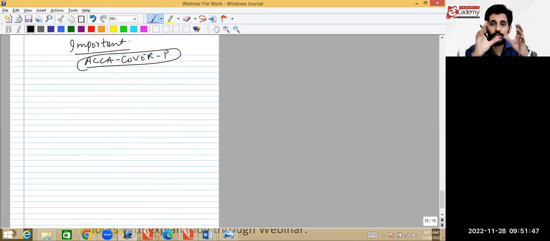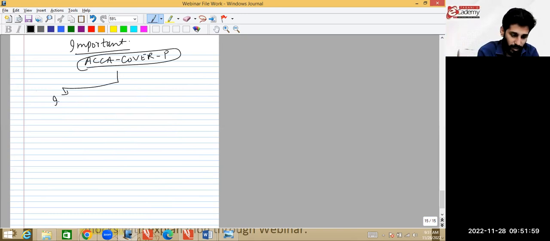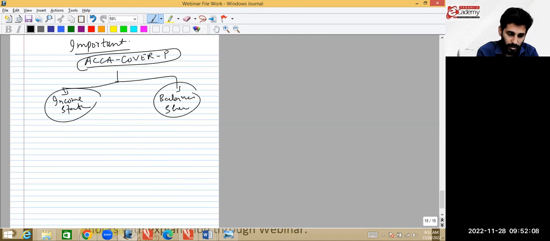The assertions will also be split down. Some assertions are purely related to the balance sheet, and some are purely related to the income statement. Remember this thing: ACCA will be applied in both. In the income statement it is CO, and for the balance sheet, it is VER.